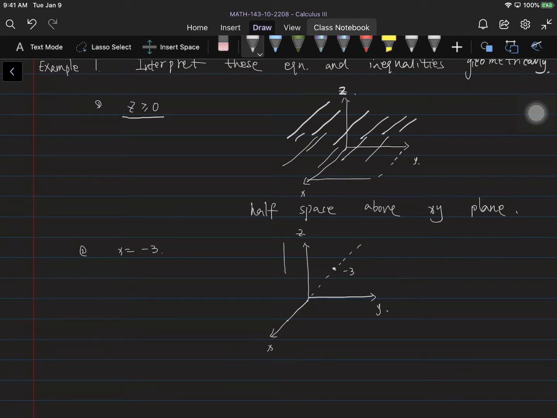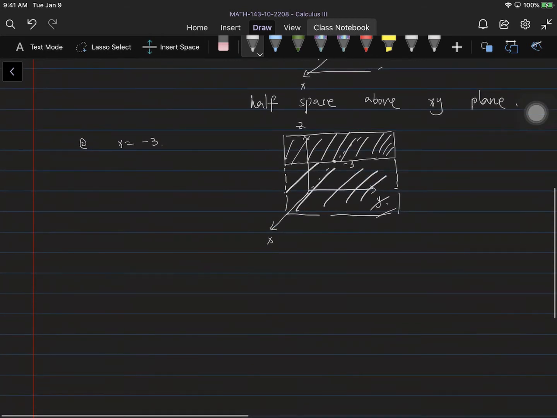So all the points with x equals -3 form a plane. It should be something like this. y and z can be anything, but x has to be -3. It's kind of like we fixed x at -3. So we can say this is the plane parallel to the yz plane at x equals -3.